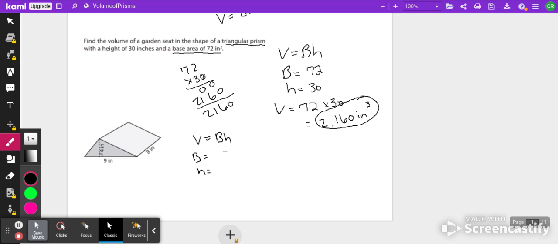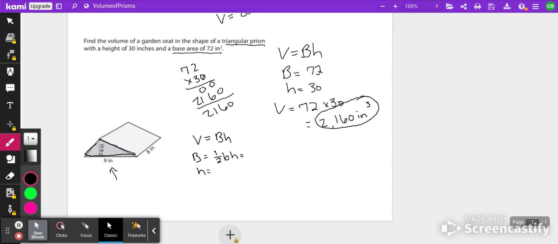Now on this one, because the shape is a triangular prism, we know that the base is a triangle. The name tells us. So to find the area of the base, we have to start by finding the area of this triangle right here. That's our base. Even though it's not sitting on the triangle, because it's a triangular prism, we're finding the area of the triangle for the base. So you need the formula for area of a triangle. Area of a triangle is 1/2 BH.